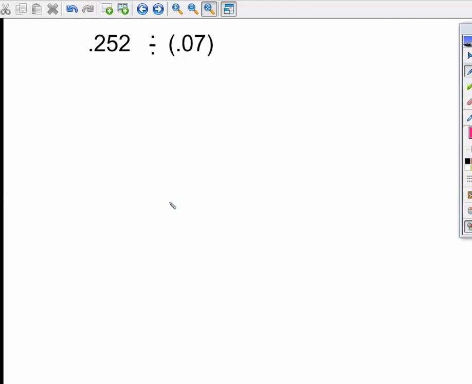So here I have 0.252 divided by 0.07. Again, the first number goes on the inside, so I'm going to put 0.252 on the inside and 0.07 on the outside. You can see that I have a decimal on the outside, so I need to change that to a whole number. So I'm going to move it over 2 places to the right. That means I also have to move the inside decimal 2 places to the right. And then I'm going to go straight up. It's really important that you go straight up and not sideways.